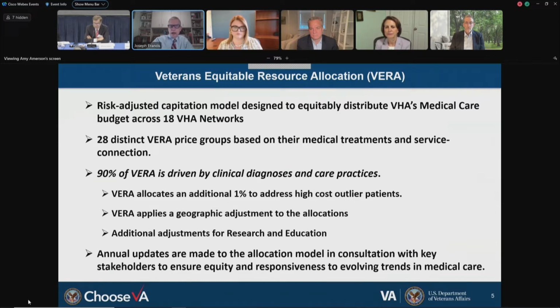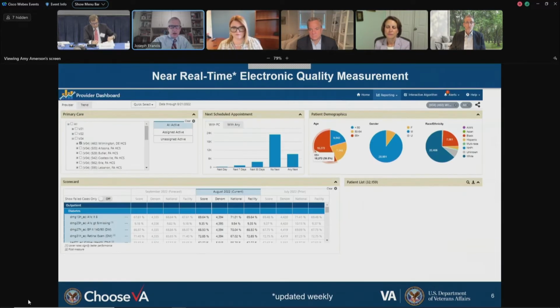We tweak this model every year because fairness requires us to make these adjustments. And we're looking against both system performance on efficiency and also our quality performance. So let's go to the next slide to talk about our availability of data.